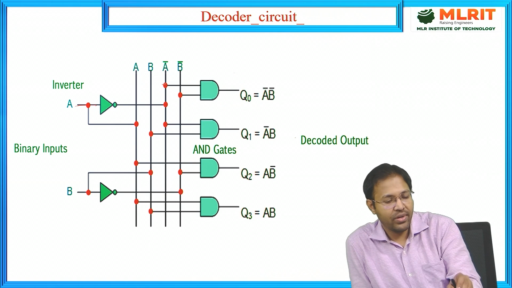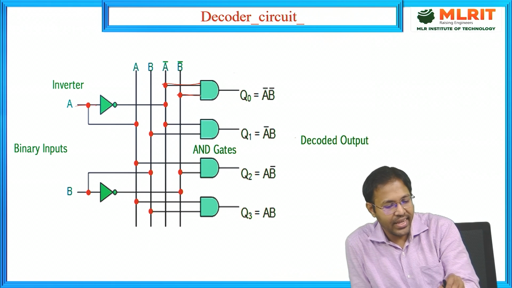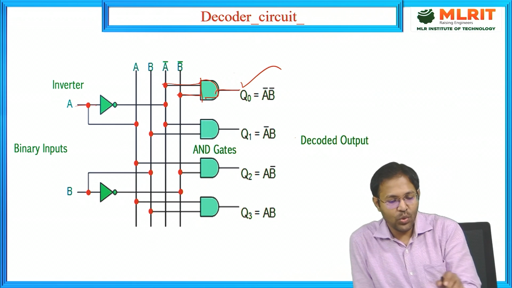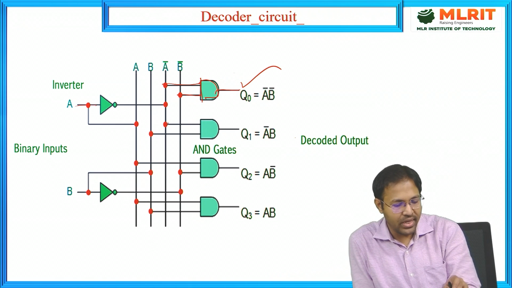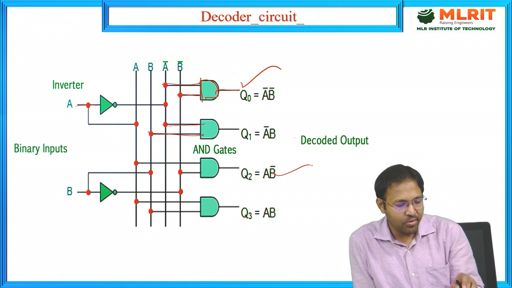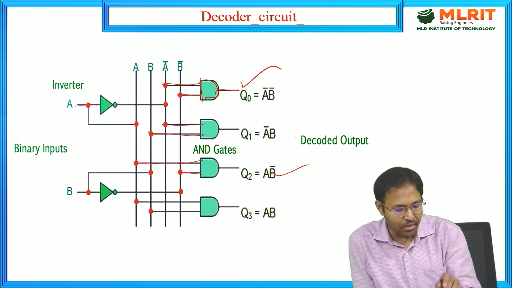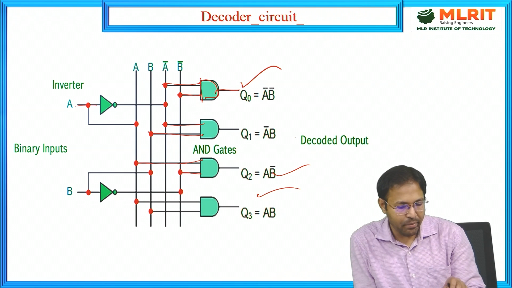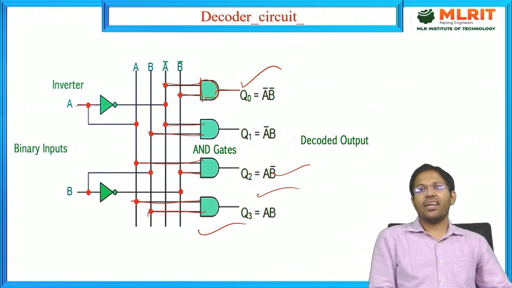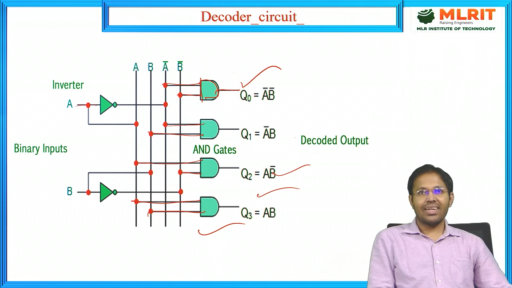Take input from A bar and then B bar. For multiplication, an AND gate. That's how we get Q0. Likewise, Q1 is A bar into B, so A bar from here, B from here. Q2, A into B bar, so A from here, B bar from here. Q3, AB, both in the true form, so the first two lines. That's it. That's how we get the circuit for the decoder.